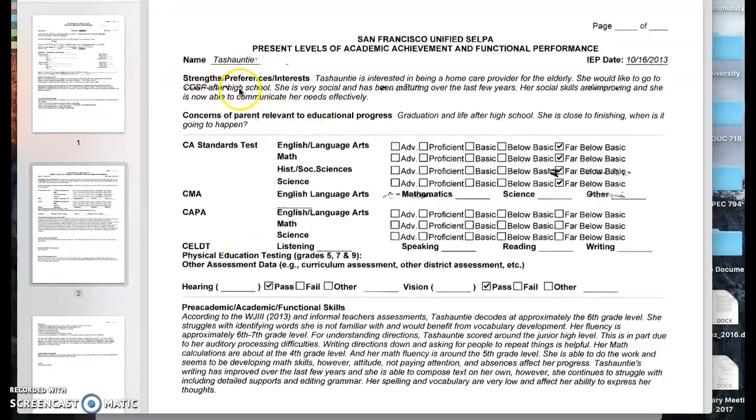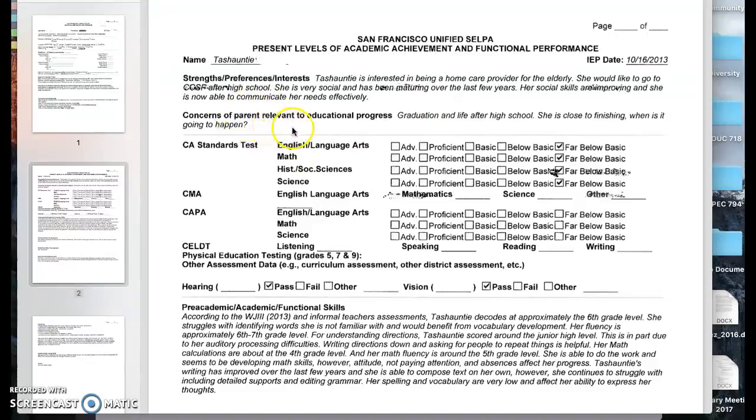So then you have her strengths, preferences, and interests. So she's interested in being a home care provider for the elderly. She'd like to go to CCSF after high school. She's very social and has been maturing over the last few years. Her social skills are improving, and she is now able to communicate her needs effectively.